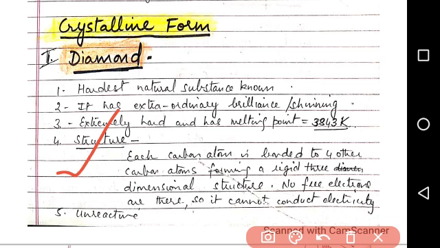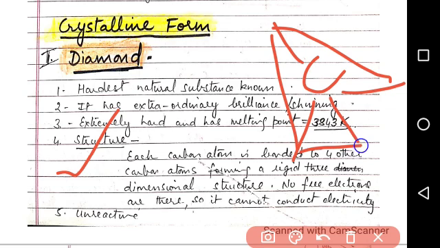No free electrons are there, so it cannot conduct electricity. It means one carbon atom is joined to four other carbon atoms and forms a tetrahedral structure like this. All four valence electrons of carbon are bonded to four other carbon atoms, so there is no free electron. Because of this tight, compact structure, diamond is very hard and has a very high melting point. And the second point is that there is no free electron present in its valence shell, so it cannot conduct electricity.